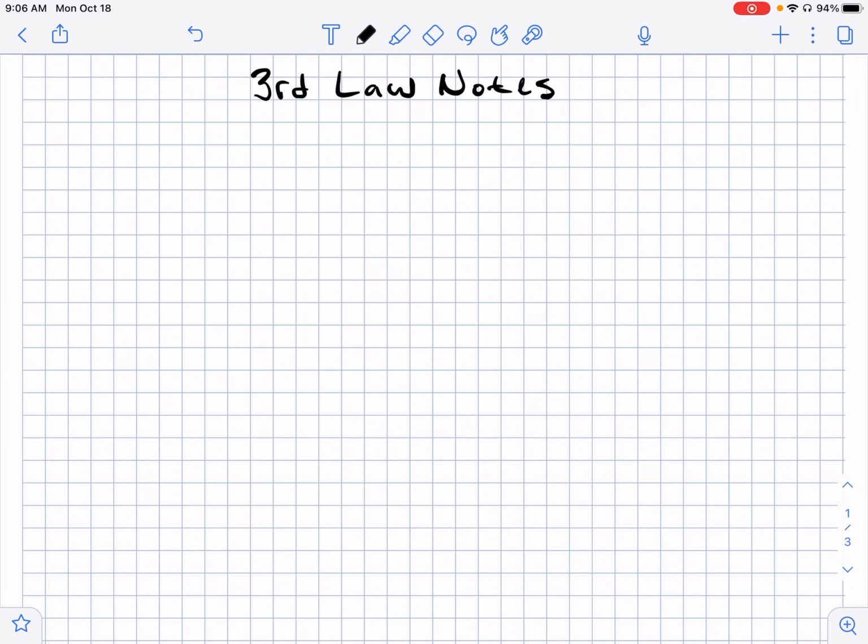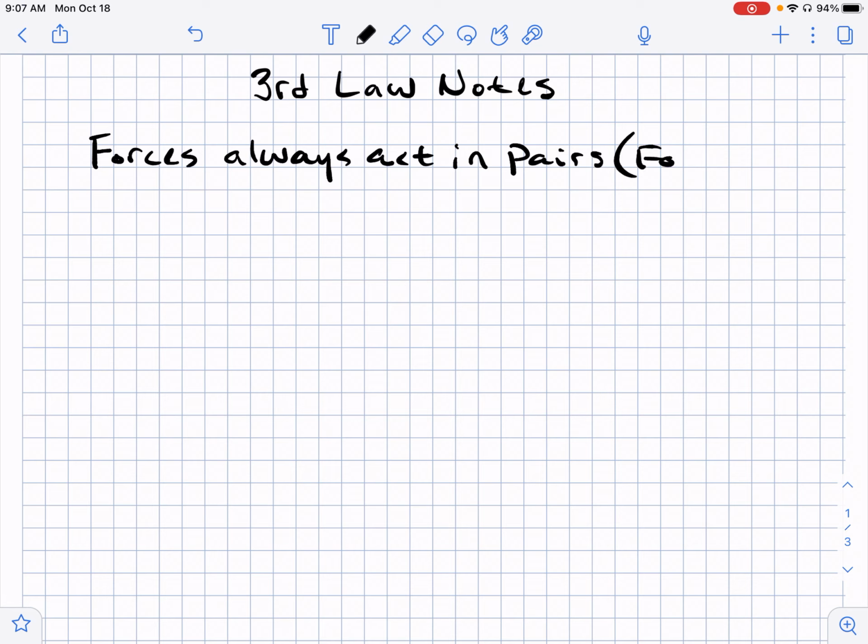And what we're going to find here in Newton's third law is that forces always act in pairs. And so what we'll call that is force pairs. So I'll put here force pairs. And you probably remember from middle school where your teachers told you the action and reaction. There's an action and reaction force, and that's basically describing Newton's third law.